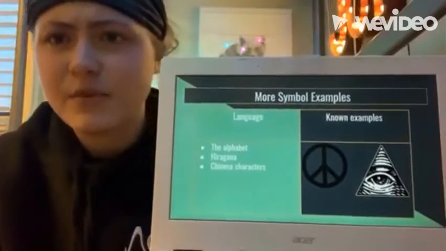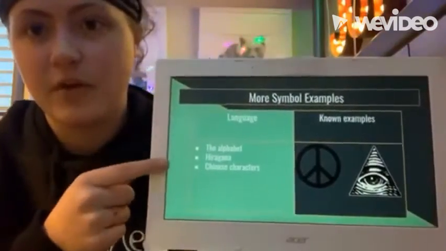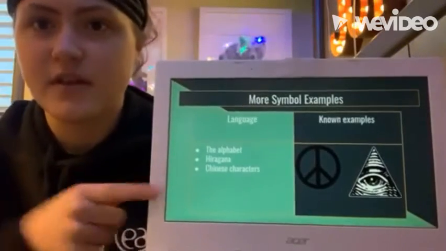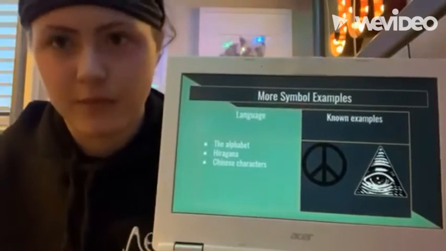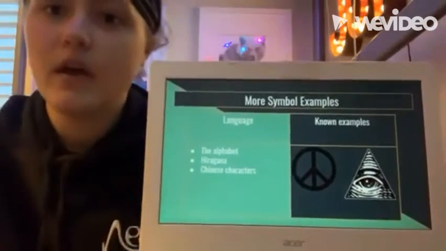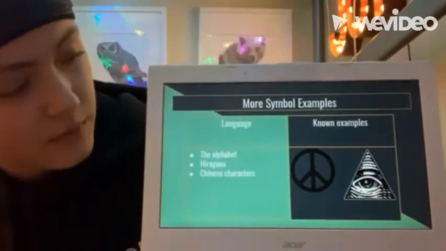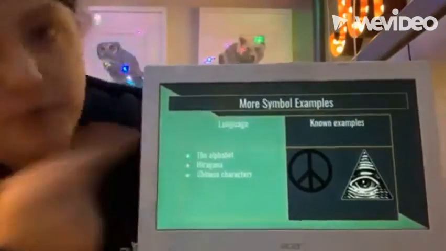So what are more examples of symbols? Well, another example could be the English alphabet, the hiragana, or the Chinese characters. These are all symbols that we use in our day-to-day lives, depending on where we're from, of course, that we use to communicate from person to person. Now, other symbols that we probably all know are the symbol of peace and the Illuminati symbol.